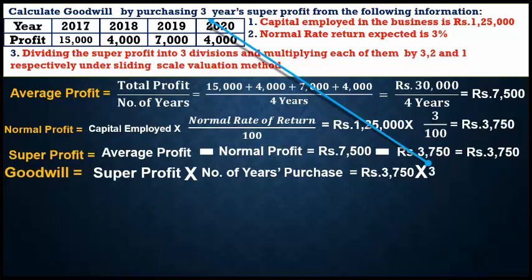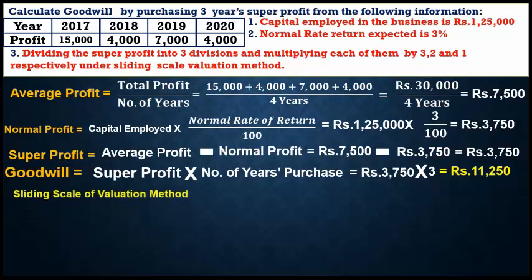In the first para of this problem, 3 years purchase of super profit is given. That's how I have taken 3,750 into 3. What is the answer? 11,250. This is the goodwill under the super profit method. Now, the sliding scale valuation method: how to calculate the goodwill under the sliding scale valuation method.